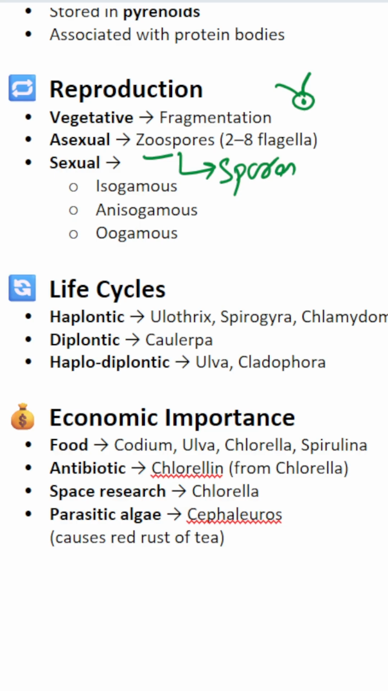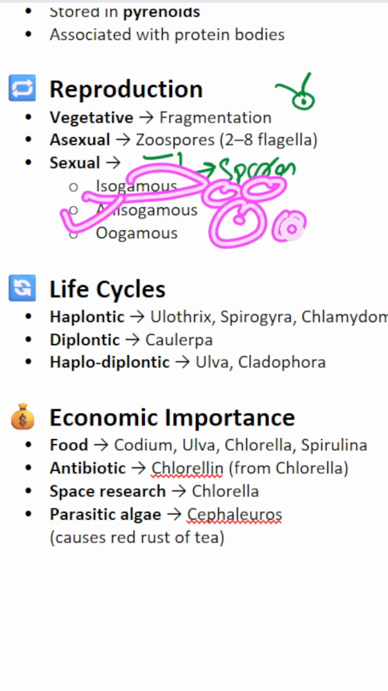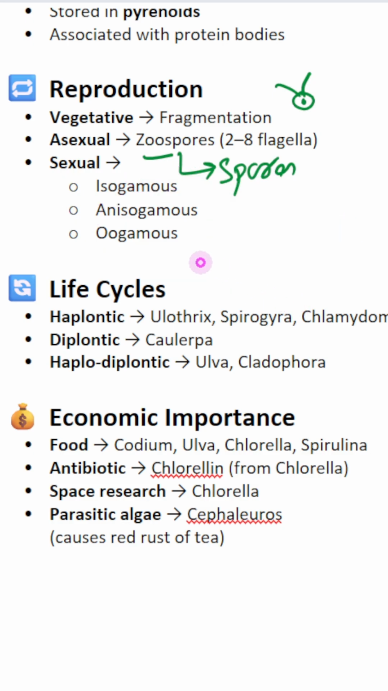Got it? Okay, and when we move on to sexual reproduction, it is by means of gametes. So there are isogametes, where the gametes are the same in nature; anisogametes, where the gametes are different in nature; and oogametes, where one gamete is fixed and the other is motile. That means in oogamy the female gamete is non-motile and the male gametes are motile. So these are the three types of its sexual reproduction.